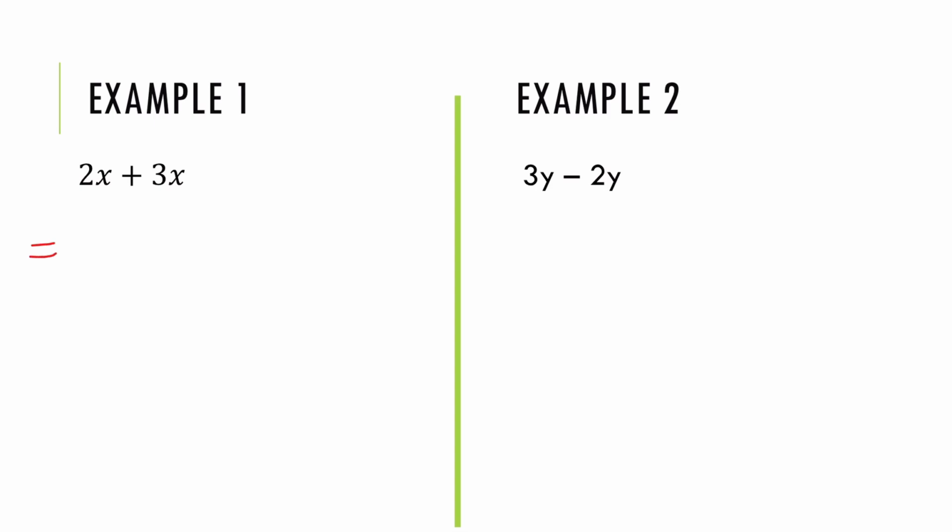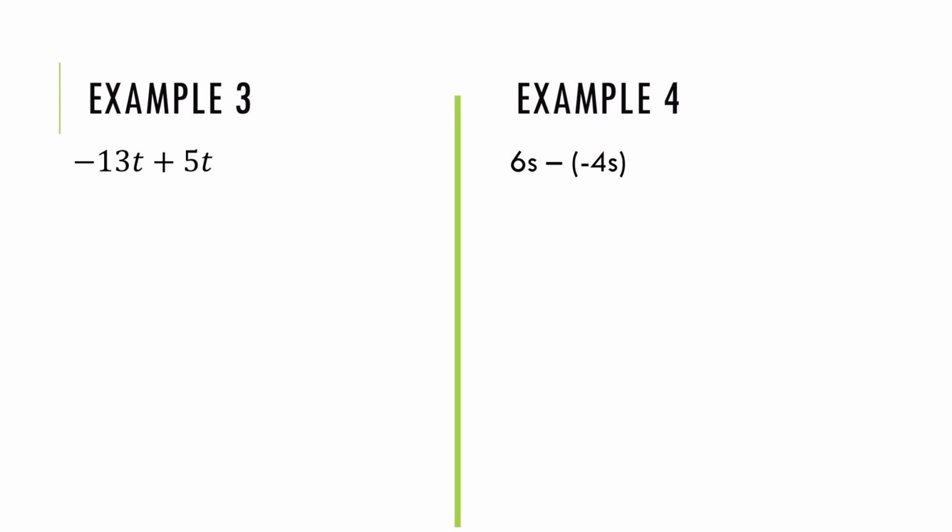2x plus 3x, these are like terms. They're both x terms, so we can just add them like numbers. We know that 2 plus 3 is 5, so 2x plus 3x is just 5x. Here, these are both y terms. So 3y take away 2y, 3 take away 2 is 1, so that just leaves us with 1y. Now we don't need to write the number 1 in front of y. We can simply leave it as y because we can see there that there is 1y.